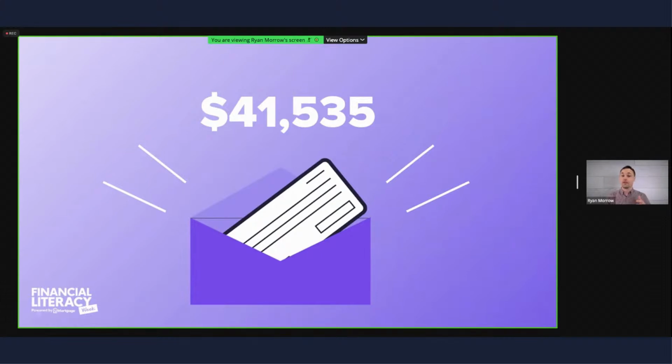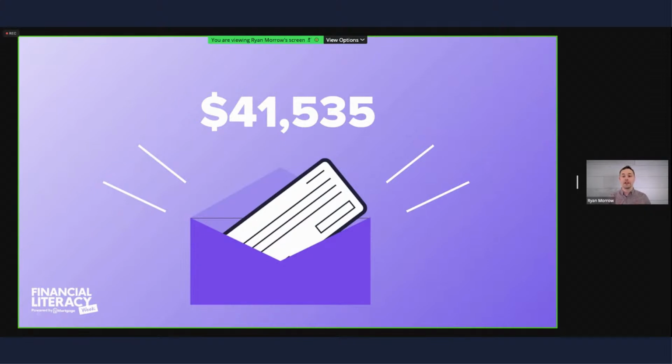So then at $41,535 a year, let's put that into a different perspective. With that number as your yearly salary, you'll be making gross about $19.96 per hour, assuming that you worked a standard 40-hour work week, which equates to about $3,461 per month and about $1,597 per paycheck, again, before taxes.